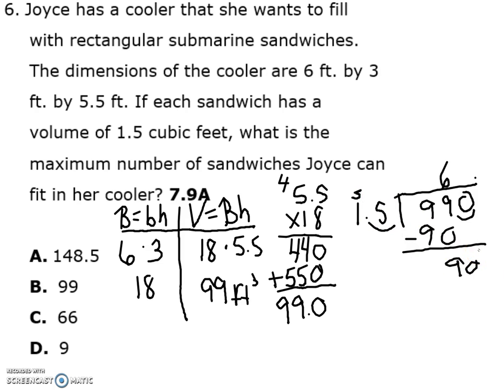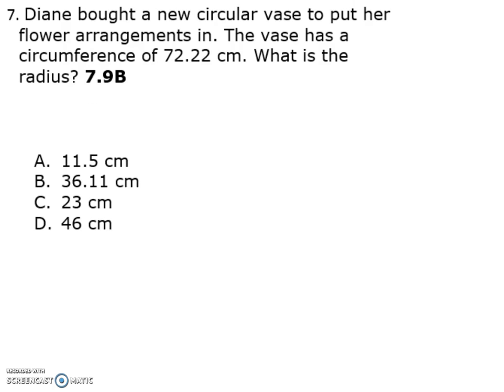15 can go into 90 6 times. 6 times 5 is 30. 6 times 1 is 6, plus 3 is 9. So we can fit 66 sandwiches inside of the cooler. Let's go to question number 7.